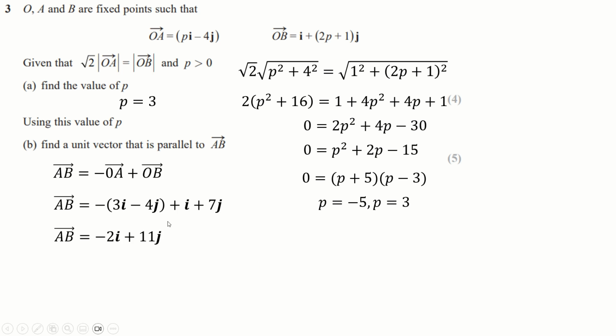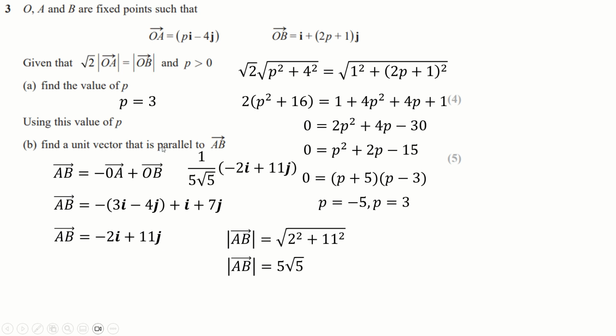And a unit vector, now this vector is too long. The length of this vector is root of 2 squared plus 11 squared, which is this. So if I just scale this vector down by factor this and keep it in the same direction, I'll make a unit vector parallel to it. So I'll just scale it down and keep it exactly in the same direction by keeping these numbers here. And that'll be a unit vector parallel to AB.